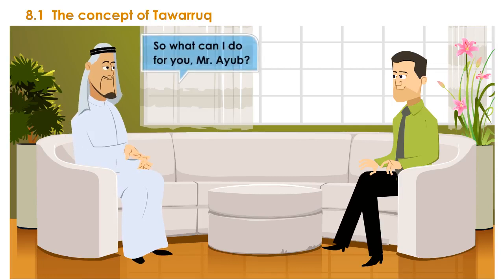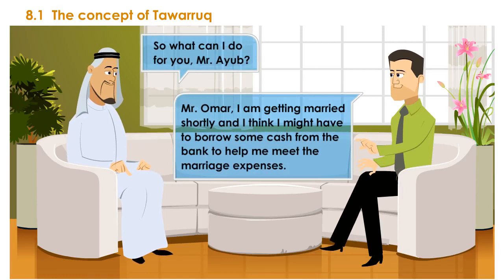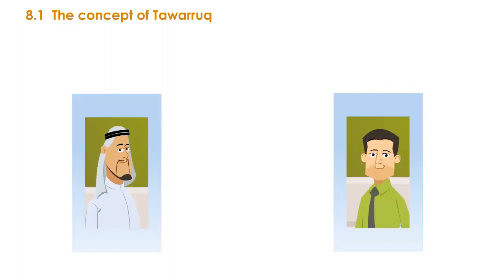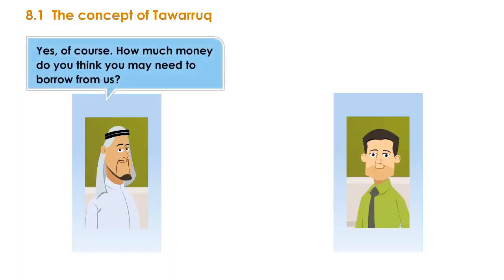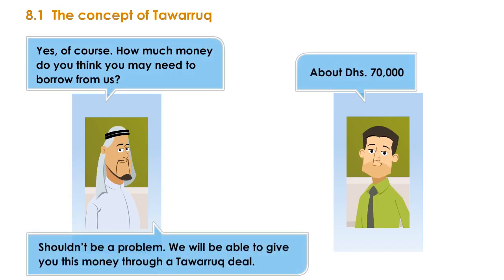So what can I do for you, Mr. Ayub? Mr. Omar, I'm getting married shortly, and I think I might have to borrow some cash from the bank to help me meet the marriage expenses. Yes, of course. How much money do you think you may need to borrow from us? About 70,000 dirhams? Shouldn't be a problem. We will be able to give you this money through a Tawarruk deal.